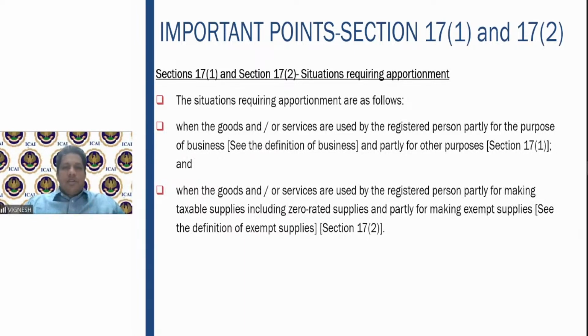What are the situations which require the apportionment? First one, when it is used for business and partly used for other purposes. And the second one, when the goods or services are used partly towards taxable supplies and partly for making exempt supplies. Now, zero rated supplies are also covered in taxable supplies only. We covered the concept of zero rated supply in the previous session. So zero rated supply also has to be taken as taxable supply when you are looking at the apportionment of input tax credit. I hope this point is clear.